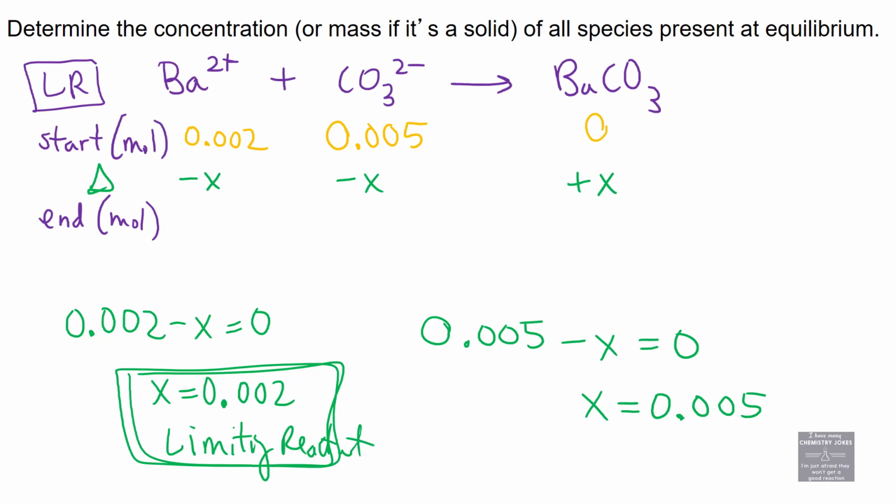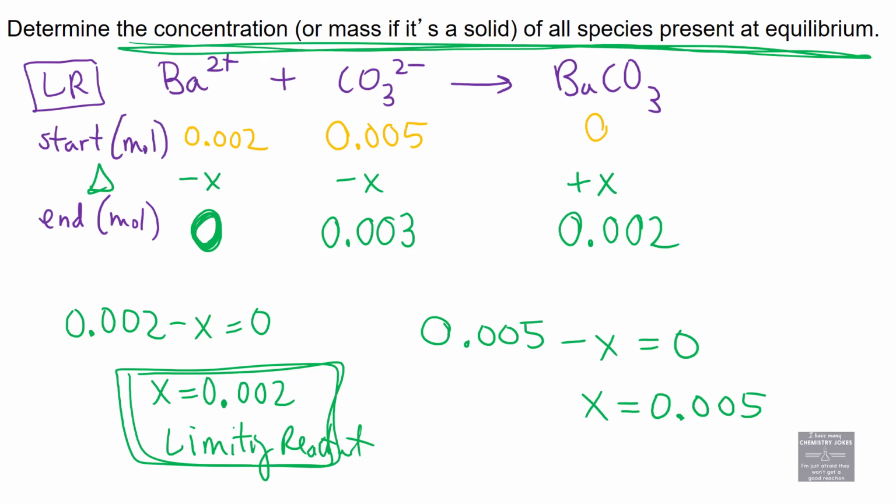So that means X really equals 0.002. So we have 0 barium left. We've got 0.003 moles of carbonate left. And we have created 0.002 moles of barium carbonate. Now what? Well, we're told the concentration of everything at equilibrium is what we want to do.